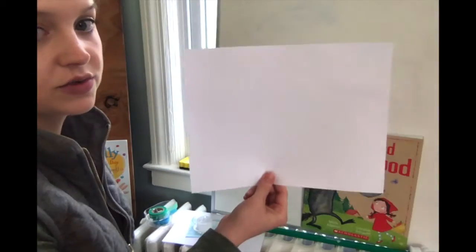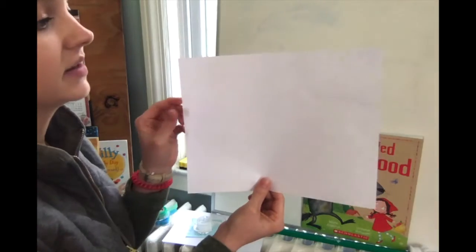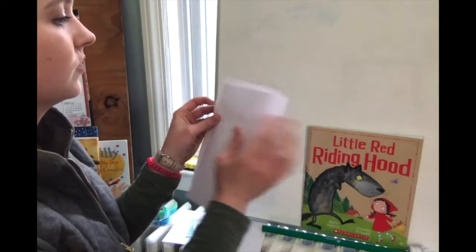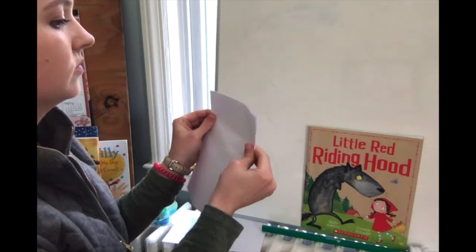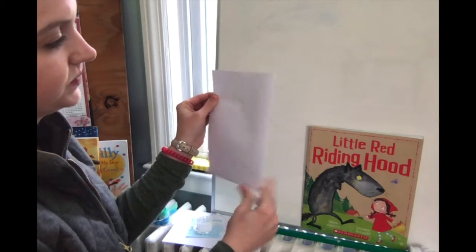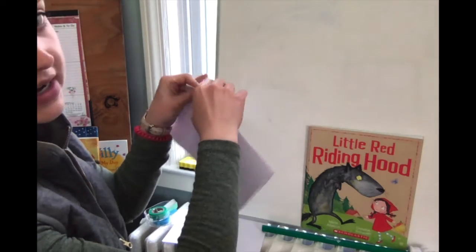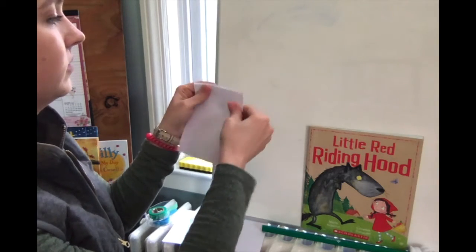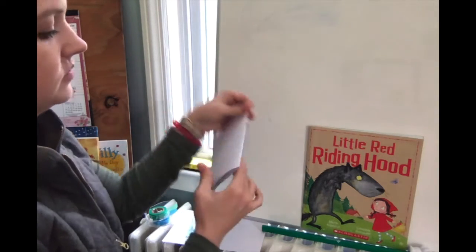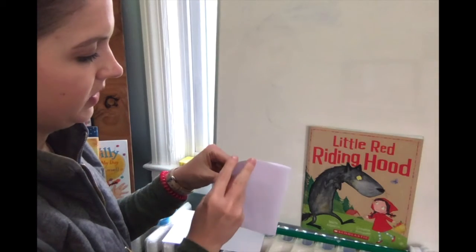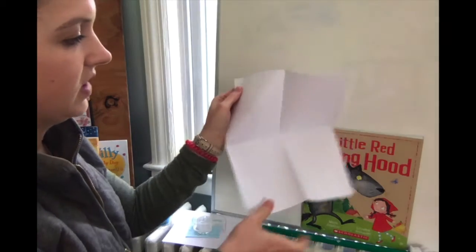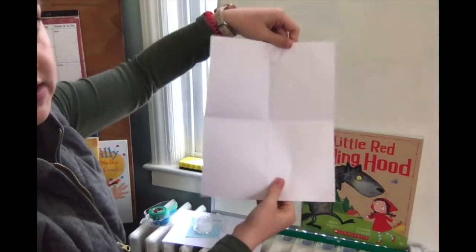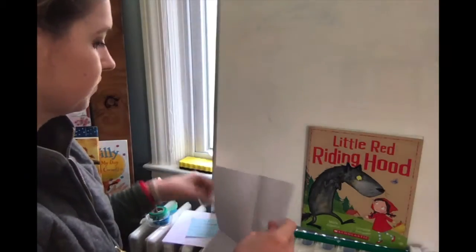So what you want to do with your paper is turn it to the side like this, so it's the long way. Go fold it in half. Pinch, pinch, pinch, pinch, pinch. Turn it again the long way, fold it in half, pinch, pinch, pinch, and crease it a few times. And when you open it back up, you should have a paper with 4 boxes on it, just like this.